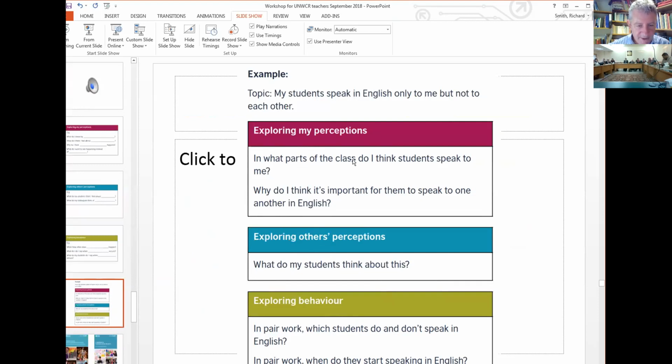In what parts of the class do I think students speak to me? Why do I think it's important for them to speak to one another in English? These are about exploring my own perceptions. Now, the teacher doesn't have to have these questions, but for this teacher, these were important. To step back and think, why do I want them to speak English to each other?